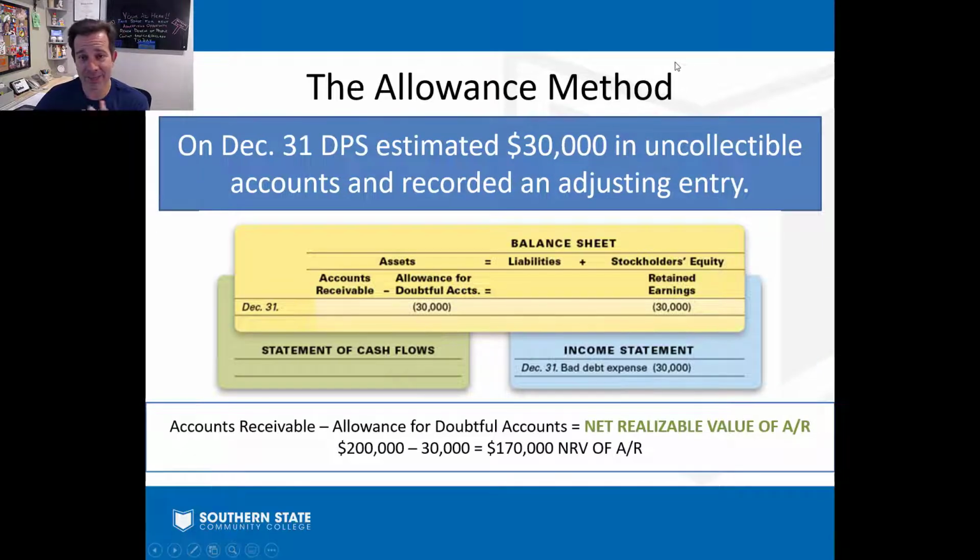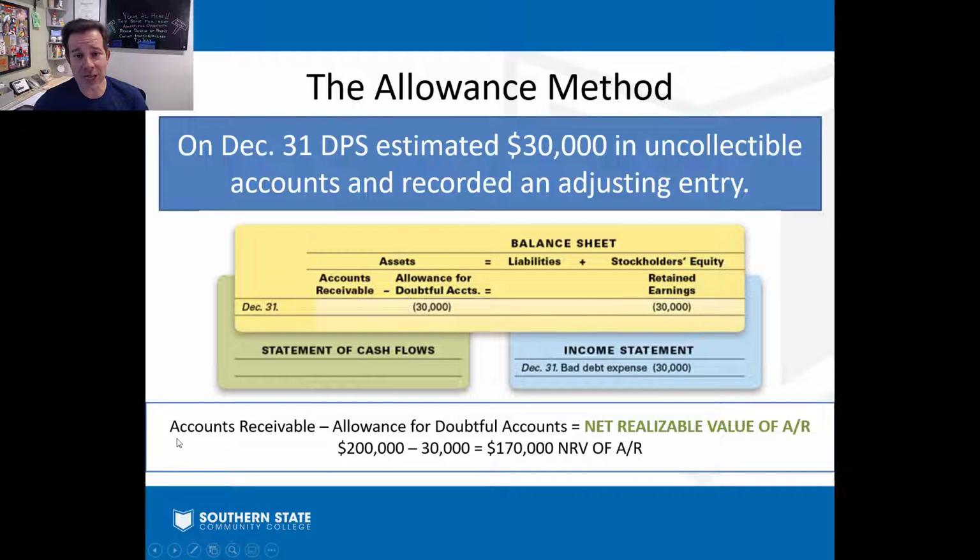From a financial statement framework, you can see that allowance for doubtful accounts is reducing the asset side. It's a contra asset. It's also that bad debt expense over here on the retained earnings side, hurting retained earnings. And you can see we picked that up on the income statement. So we've recorded $30,000 of bad debt and hit that allowance account and put it in there.